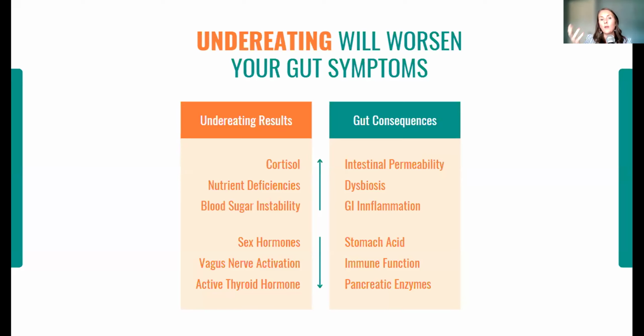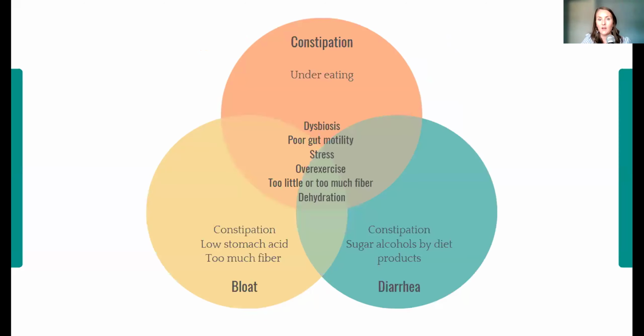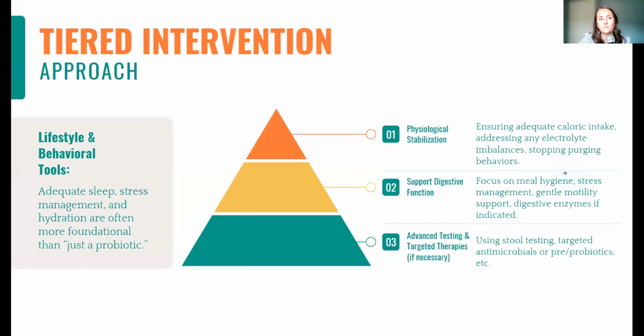And so when we can look at this a little bit more holistically, we can actually create a plan and see how these things overlap. So although your client might be constipated and bloated, or maybe they have diarrhea and they're also bloated, we can see that there are a lot of commonalities and things that we can address that will really move the needle for a lot of the symptoms that they're having.